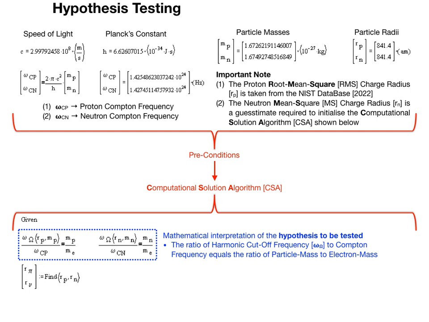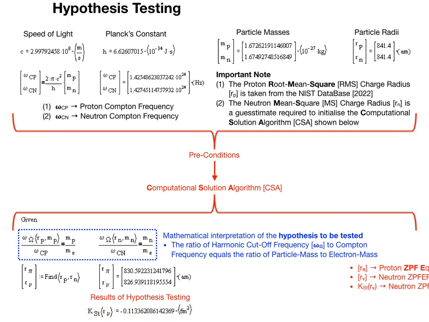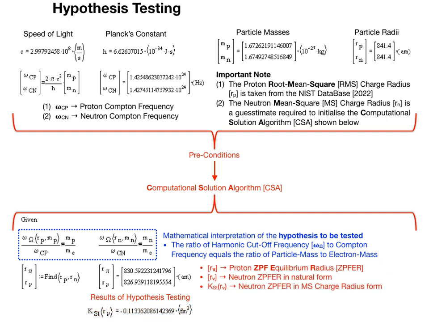Therefore, due to the massive similarity between the proton and neutron, and the mass of the electron acting as a third relative measure, we should, in principle, be able to find two zero-point field equilibrium radius solutions, constrained by particle Compton frequencies and masses. Once the computational solution algorithm has been executed, we obtain the results and instantly see that they are exceptionally impressive. The results obtained match physical measurements so precisely that, in addition to our hypothesis being experimentally validated, the existence of the harmonic cutoff frequency has also been experimentally confirmed by implication.